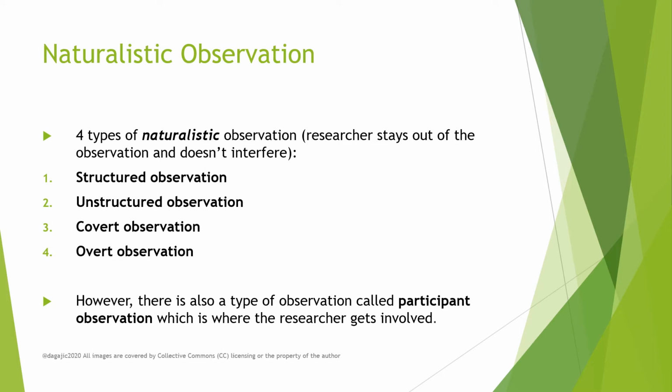So there are four main types of naturalistic observation: structured, unstructured, covert and overt. And then, of course, there's participant observation, which is where the researcher gets involved. And any of those four types of observation can be participant as well.